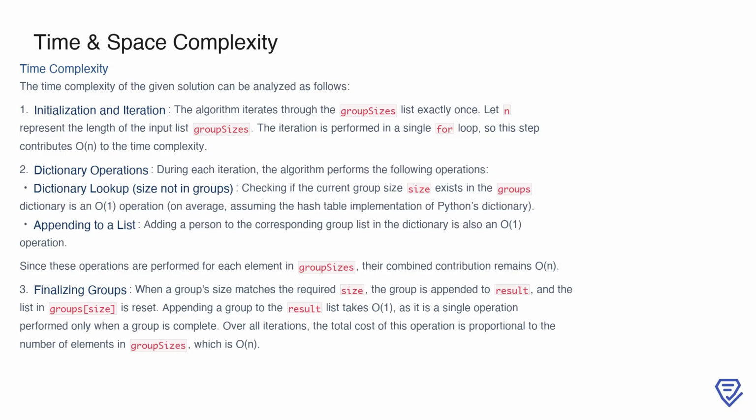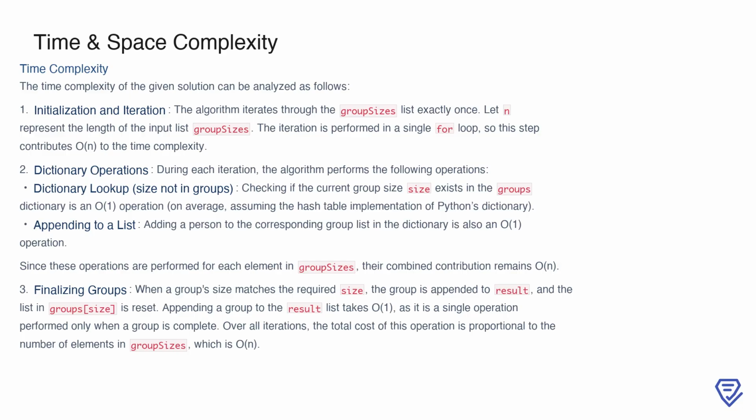Next, during each iteration, the algorithm performs a dictionary lookup to check if the current group size exists in the groups dictionary. Since Python dictionaries are implemented as hash tables, this lookup is an average O(1) operation. Additionally, the algorithm appends the current person to the corresponding group list, which is also an O(1) operation. Because these operations are repeated for each element in group sizes, their combined contribution remains O(n).